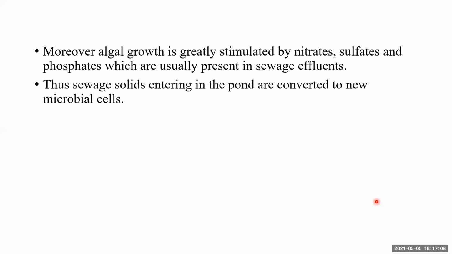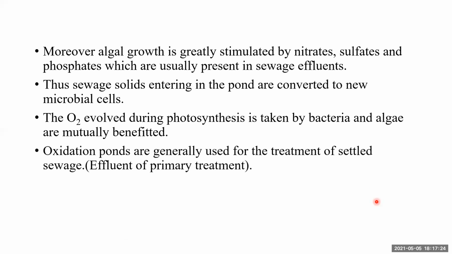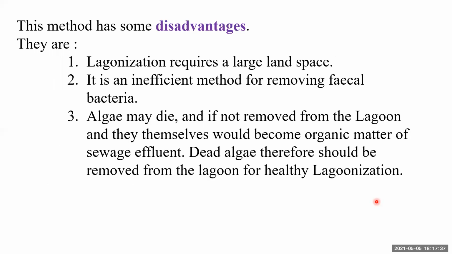Thus, sewage solids entering the pond are converted into new microbial cells. The oxygen evolved during photosynthesis by algae is taken up by the bacteria, and hence bacteria and algae are mutually benefited. This is how the treatment of waste or degradation of organic matter in the sewage takes place. Oxidation ponds are generally used for treatment of settled sewage, which has already been given primary treatment.